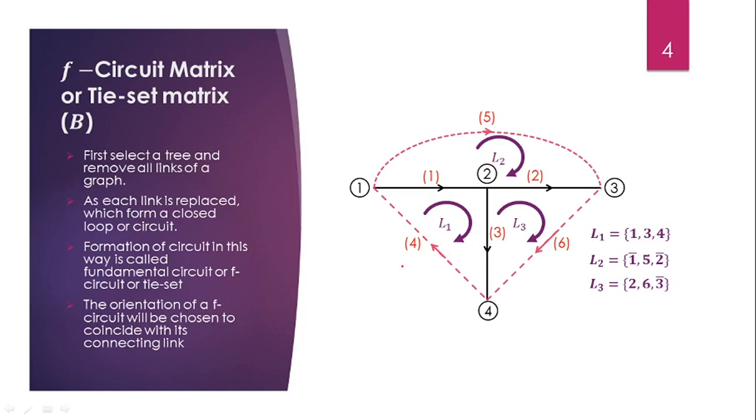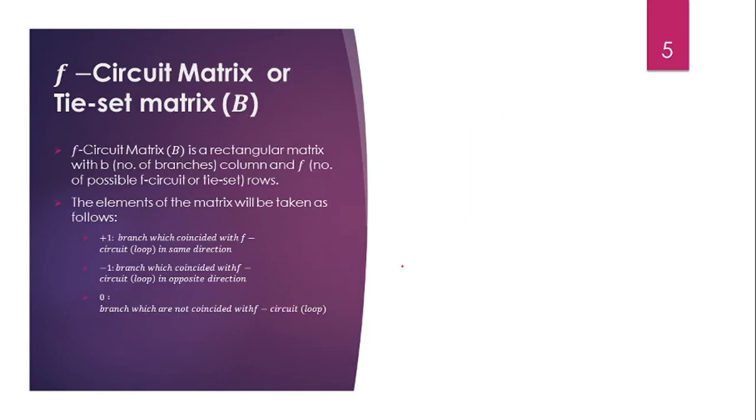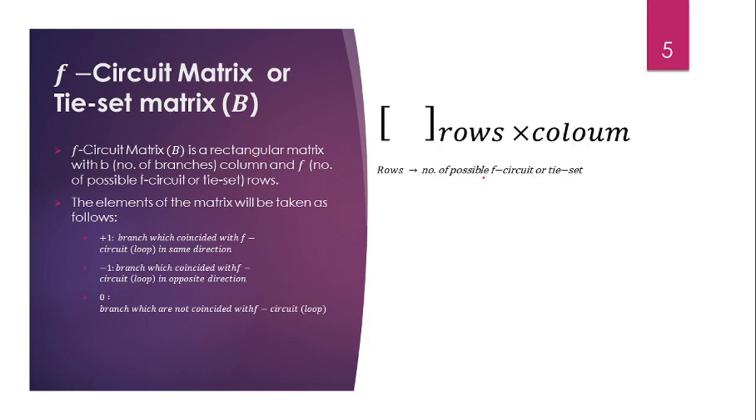Okay. So the F circuit matrix is a rectangular matrix with the number of branches as columns and the number of possible F circuits as rows. The number of possible F circuits or tie sets totally depends on your links. So the number of links is nothing but the number of rows. If we have 3 links, the size becomes 3 by 6, as the number of branches is 6.